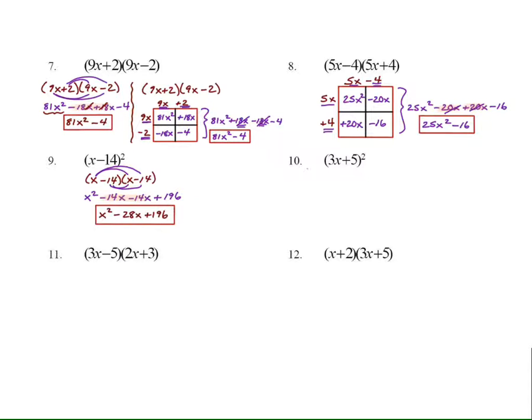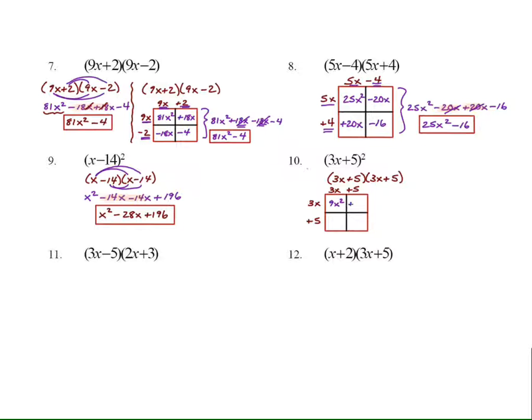Number 10, again, I have a repeated binomial, so the first thing I would do is write that binomial twice, and then I'm going to multiply it out using either a box or drawing the arrows and distributing. So this one I'm going to make a box. I'm just trying to alternate the method so we see a good amount of both. So I'm going to write one factor across the top and one binomial factor across the side, and then multiply to fill in the boxes.